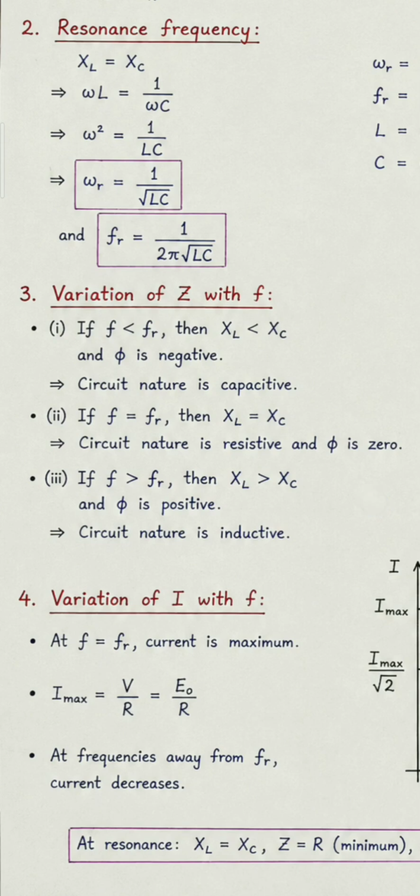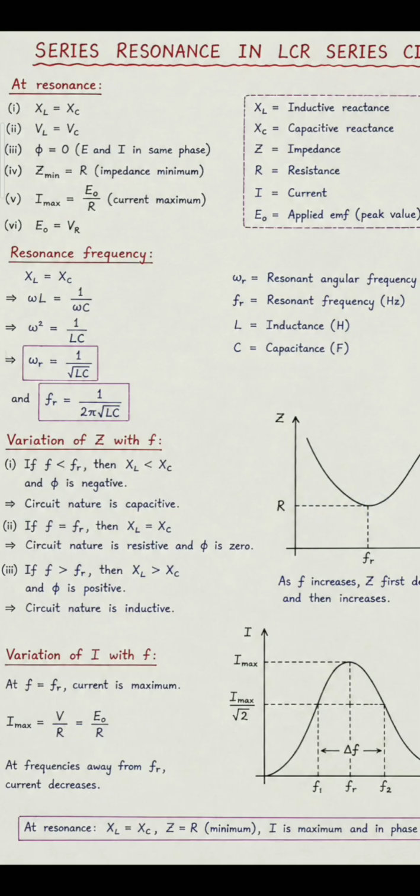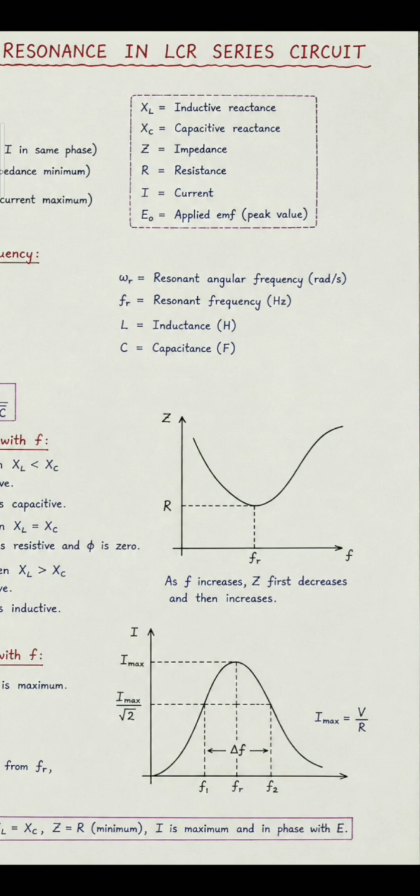And variation of current with frequency: at f = fr, current is maximum, I max = V/R = E naught/R. At frequencies away from resonant frequency, current decreases. And this one is the graph. At resonance, XL = XC, Z = R minimum, I is maximum, and in phase with E.